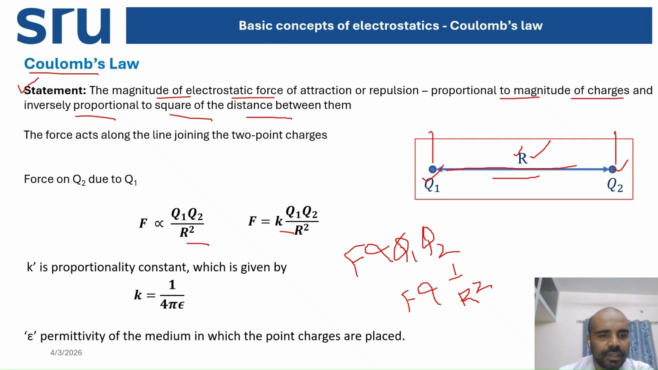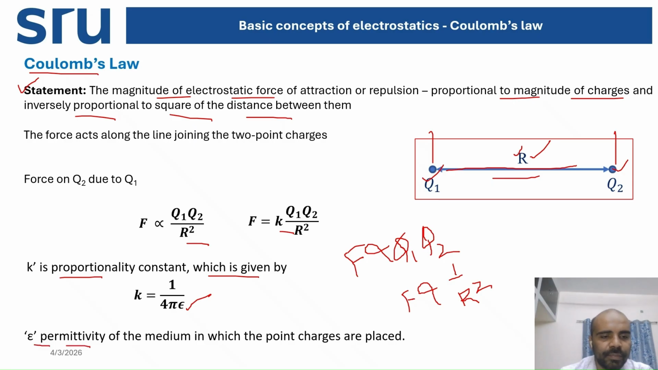So F is proportional to Q1 Q2 by R square, where Q1 Q2 is the magnitude of point charges and R is the distance between them. So F is proportional to Q1 Q2 by R square, or F equal to K Q1 Q2 by R square, where K is called the proportionality constant, which is equal to 1 by 4 pi epsilon. Epsilon is dielectric permittivity, or permittivity.